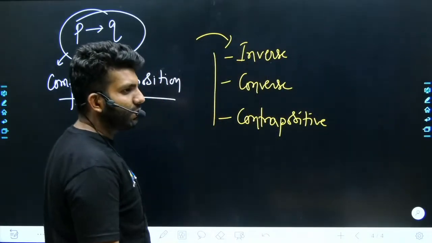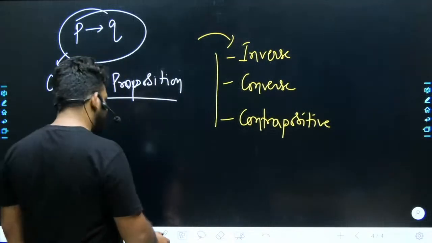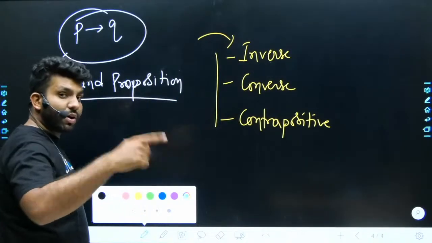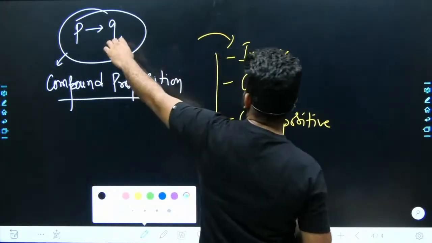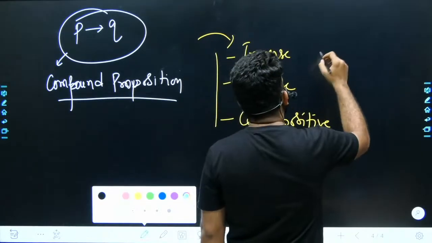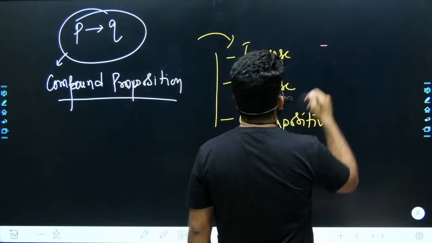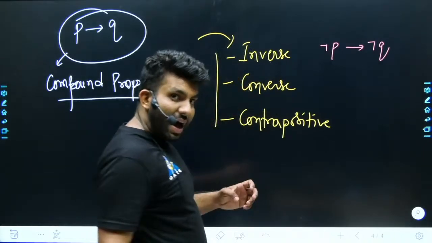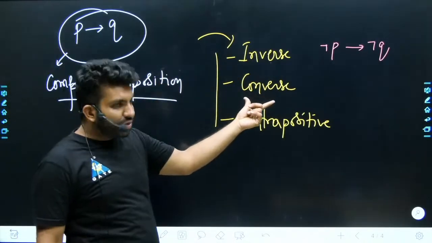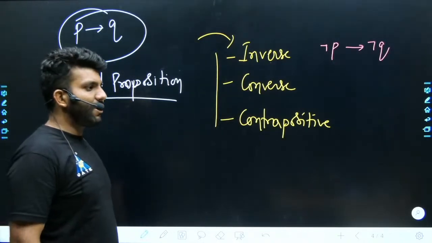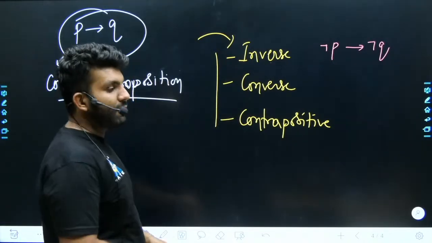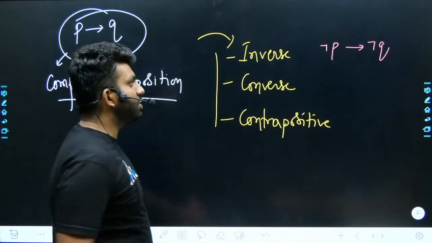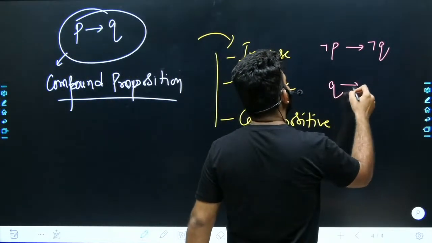So now what does it mean? If there is an implication P implies Q, and someone asks for the inverse of the implication, then you will write the inverse like this: not of P implies not of Q. If someone asks what exactly will be the converse of any implication, suppose the implication is P implies Q, then the converse will be Q implies P.